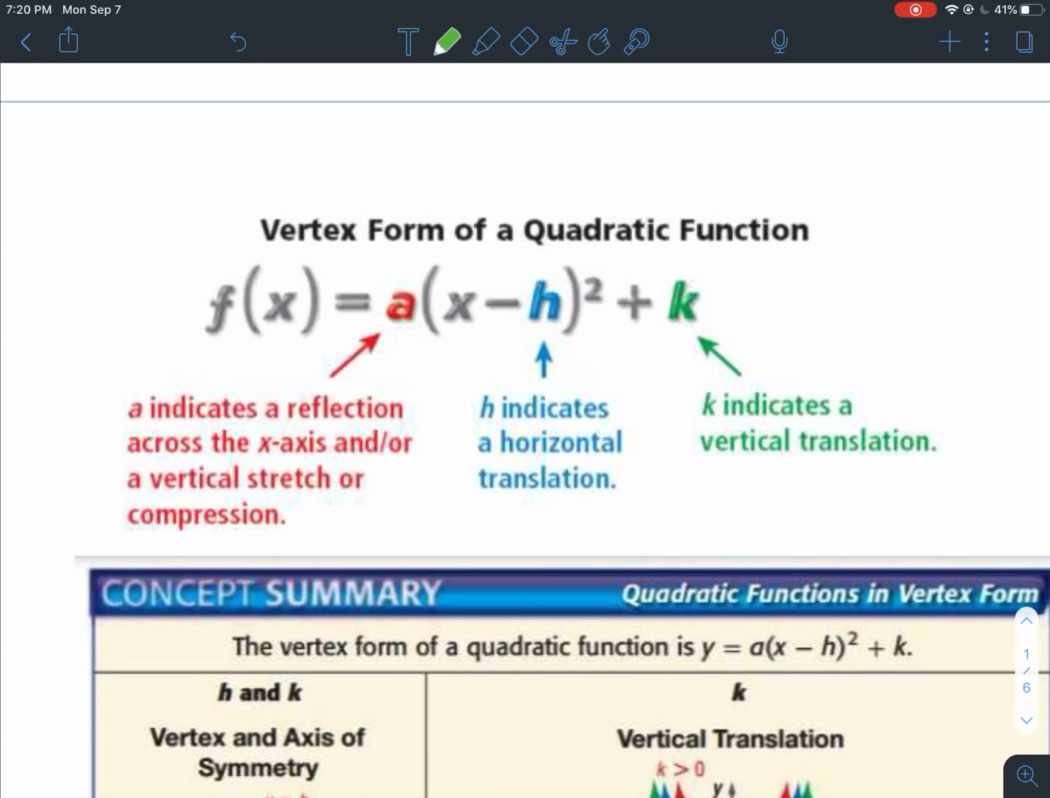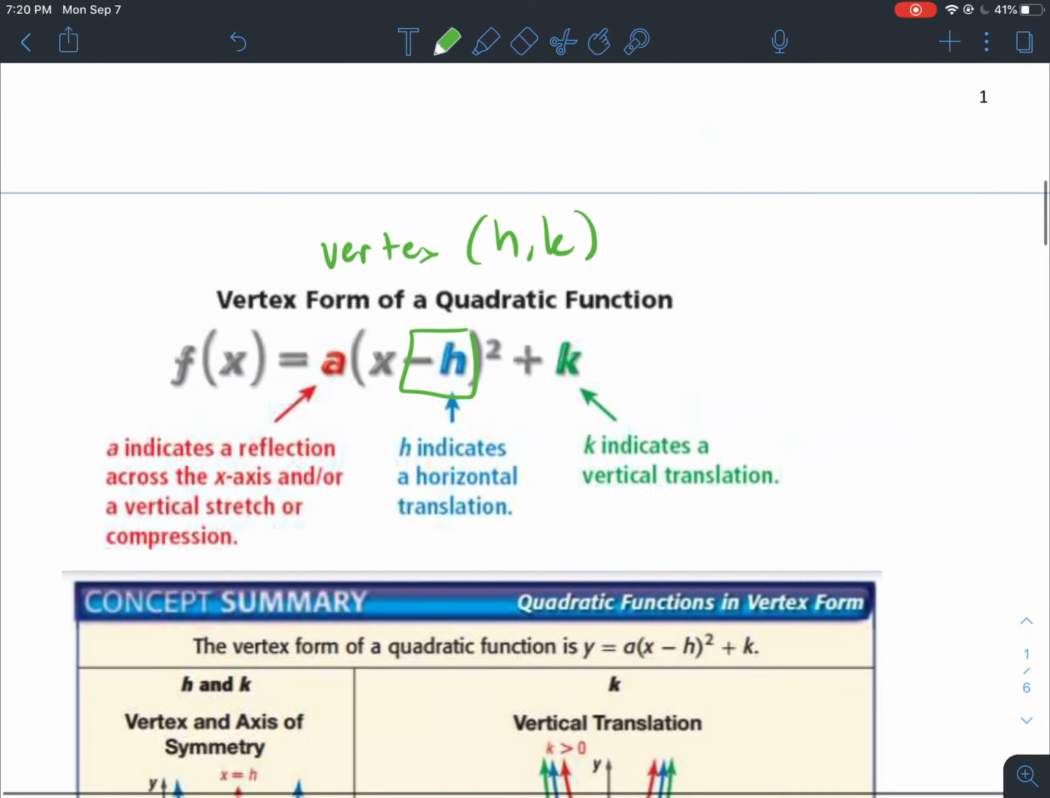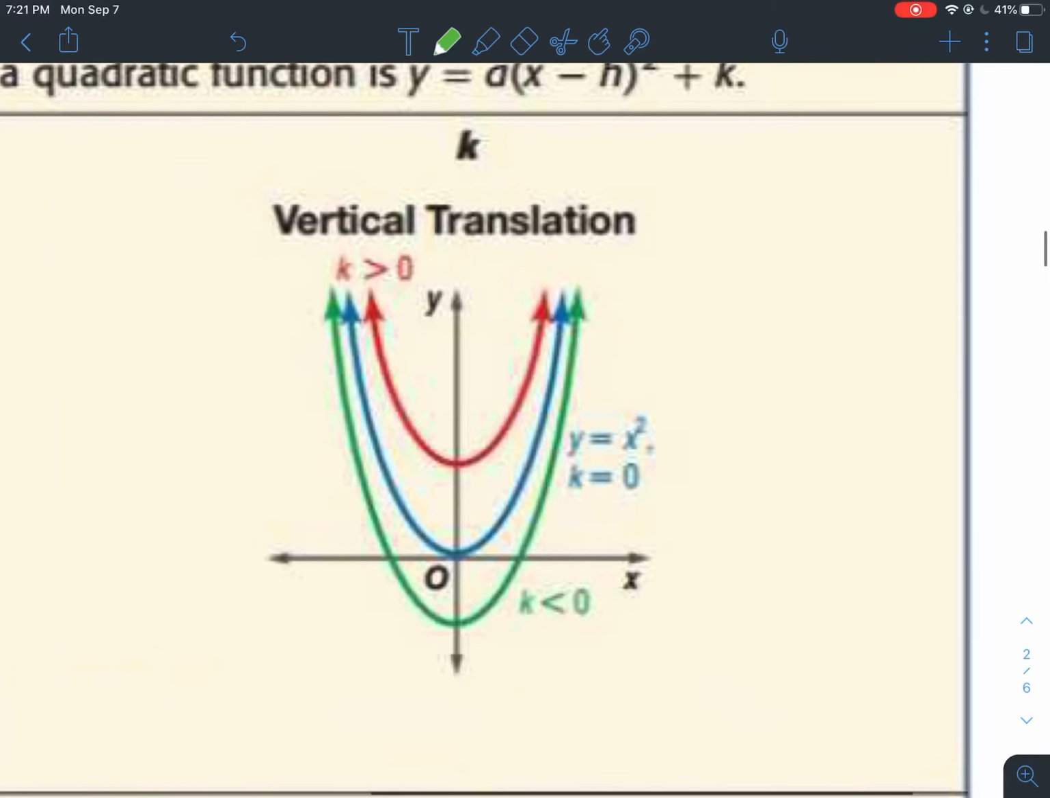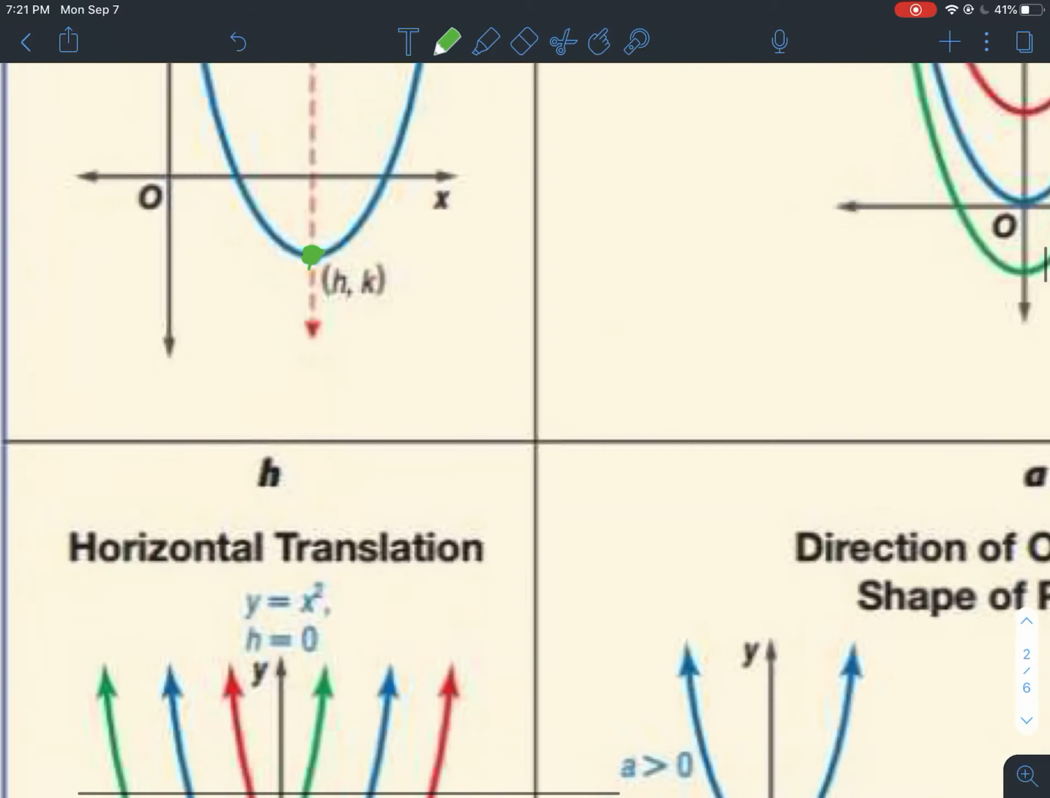So first thing I want to point out is this h and k. The vertex is always h, comma k. Since this is minus h, you have to flip the sign in order to get the vertex. So you flip the sign of the h, and that gives you your x value of the vertex. And then the a here is going to be associated with a vertical stretch or compression. So if we look down here, we can see that h and k change where the vertex is. k moves it up and down, h moves it right to left. So we can see here by changing k, it moves it up and down.